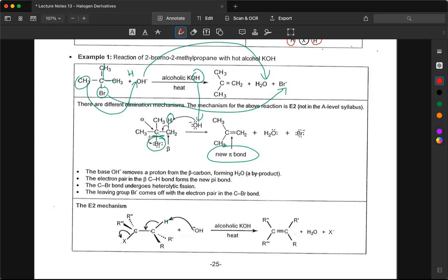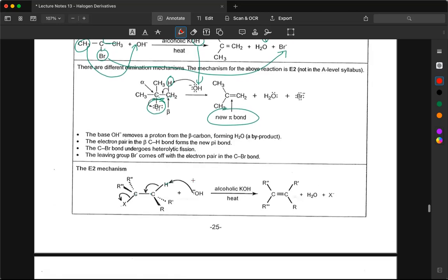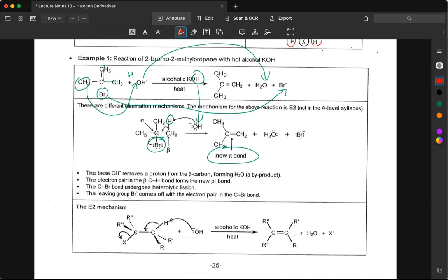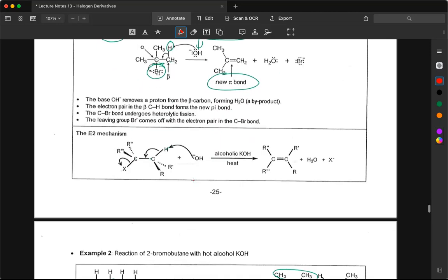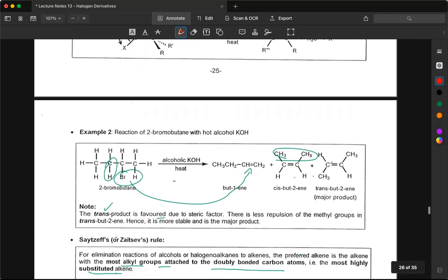So this Br minus is the leaving group that removes the electron pair in the C-Br. Okay? So this is the E2 mechanism, elimination. So this is the drawing of the mechanism. The lone pair of electrons attacks this H to remove the H, and this one comes back here, and this one is lost. And you form water and HBr as the byproduct.